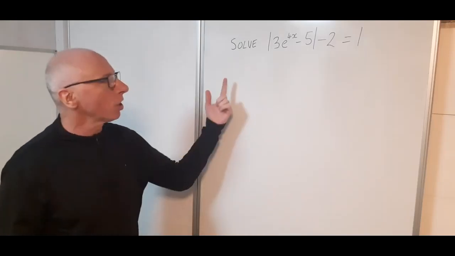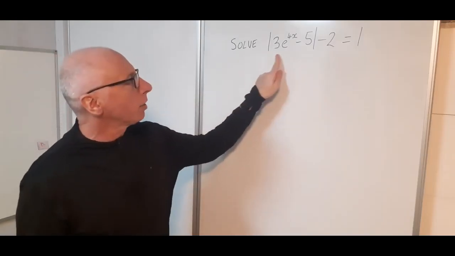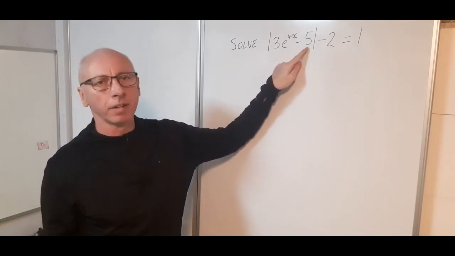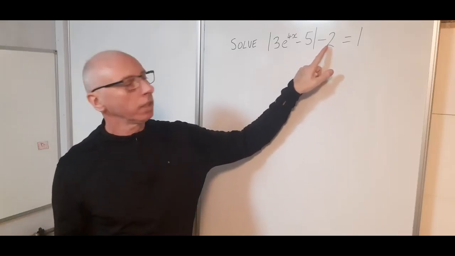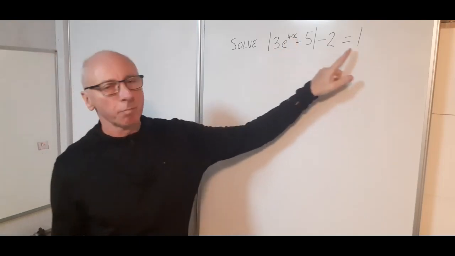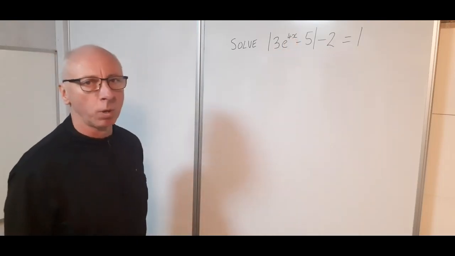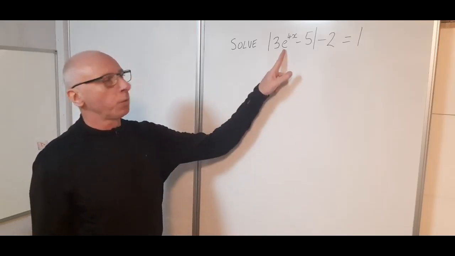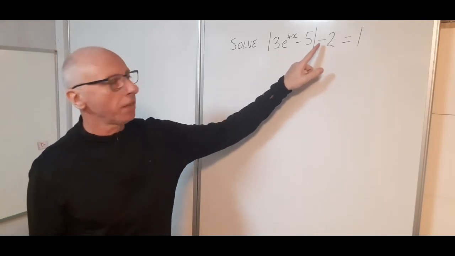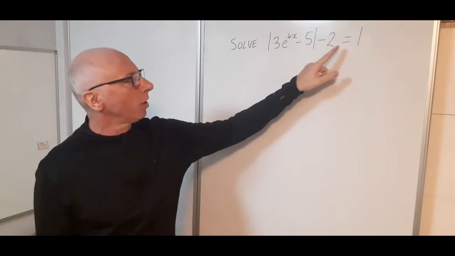So in this video we're going to solve this equation here. Inside the modulus I've got 3 times e to the 4x minus 5, and then subtract 2 and set that equal to 1. So we want to know what values of x will make this equation equal 1. We know whatever's inside the modulus will always return a positive value, and then we're going to subtract 2 from it to get 1.